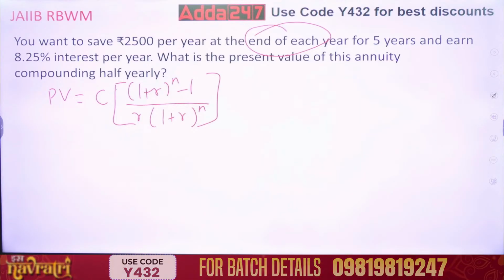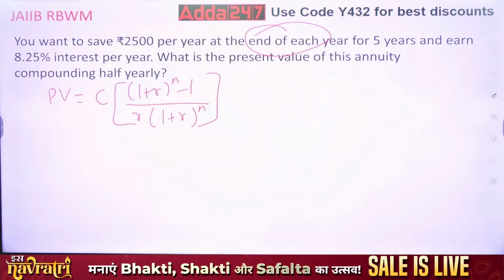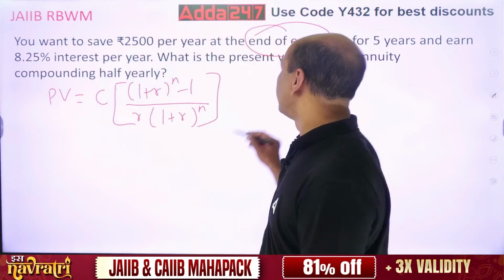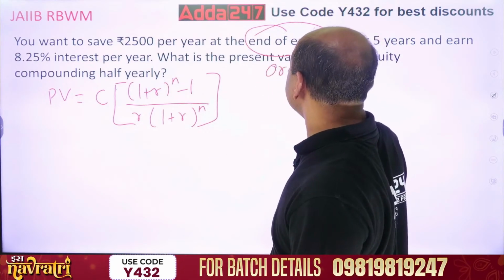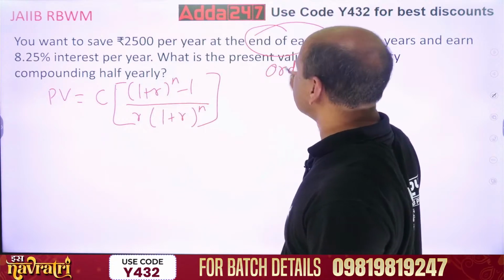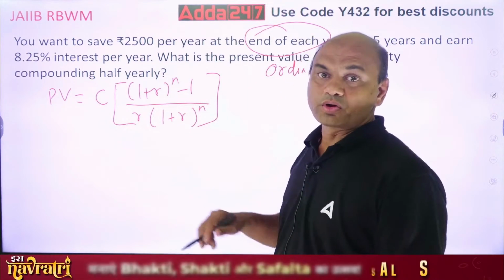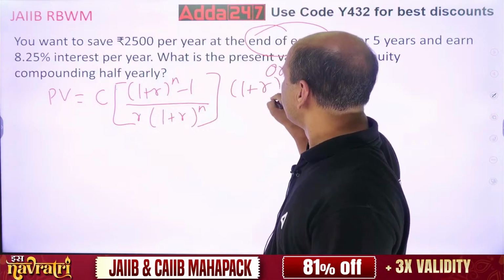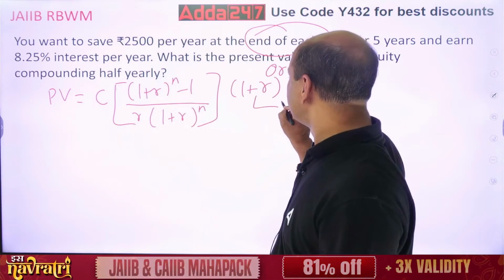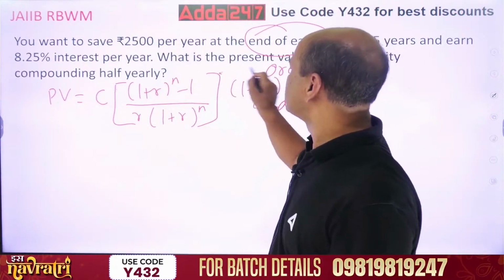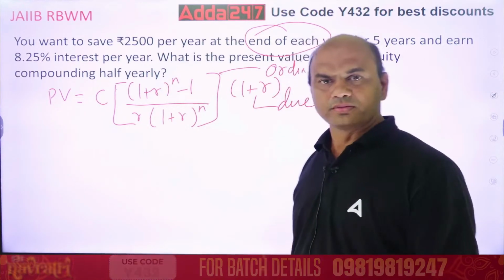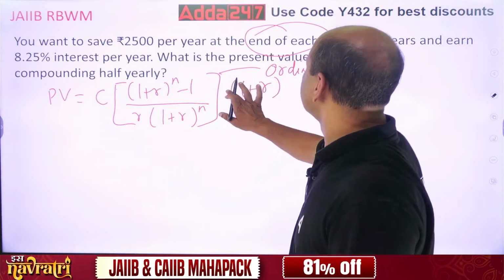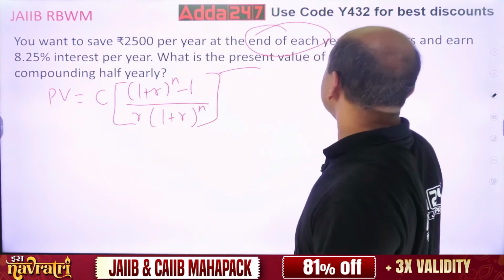Kindly note, at the end of the period means ordinary annuity. End means ordinary. And if it is at the beginning, then it is due. What do you have to do to find it for due? Just multiply this with 1 plus R. If it is due, multiply it with 1 plus R. For ordinary, simple this much. So now, you know this, I'll remove this part because you know this.